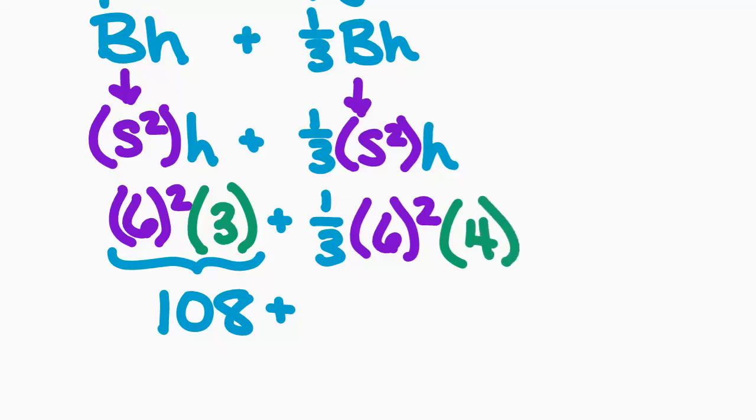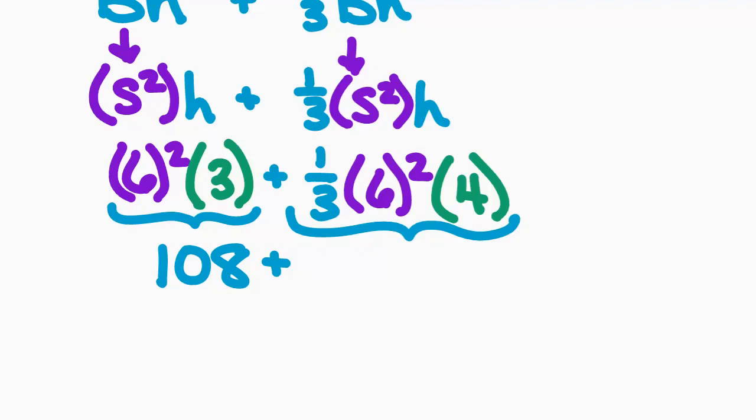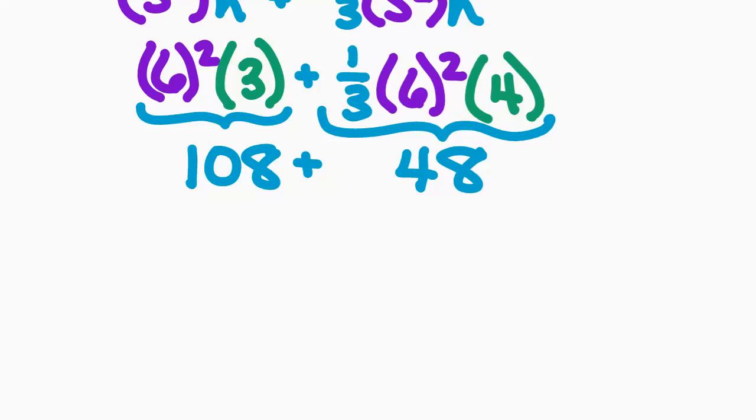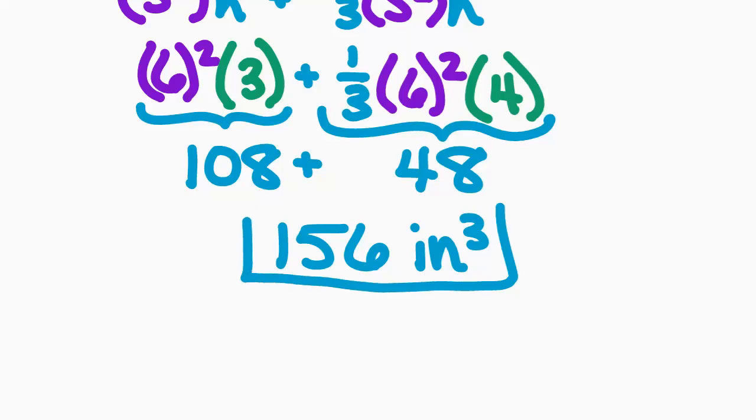All right, so 1/3 times 6 squared times 4 gives us what? One-third times 6 squared times 4. 48. So to get my total volume, we're going to add these two together now. What is 108 plus 48? 156. What kind of units should go with that? Inches cubed, yes. Nicely done. All right, so there's our volume.